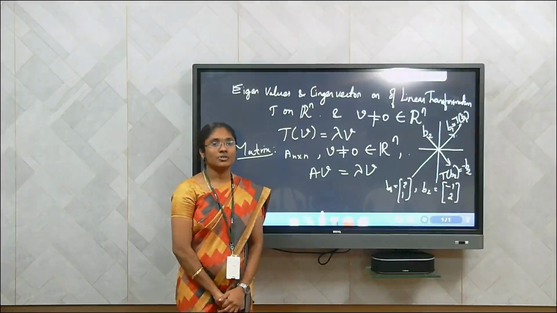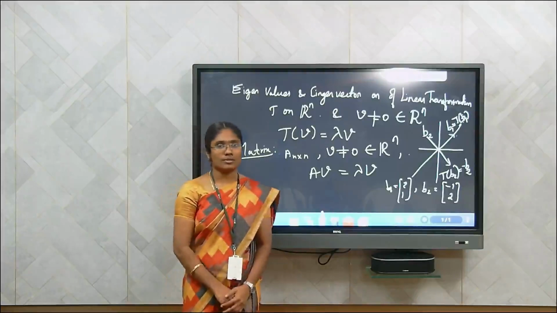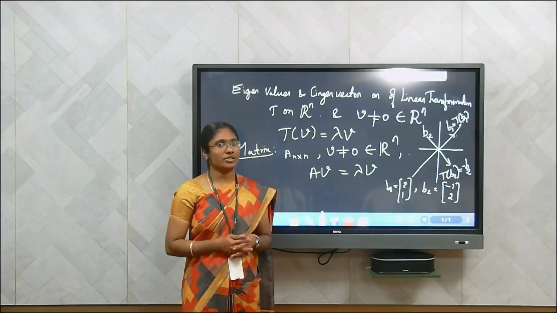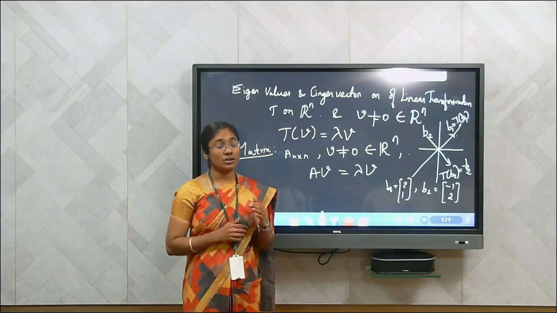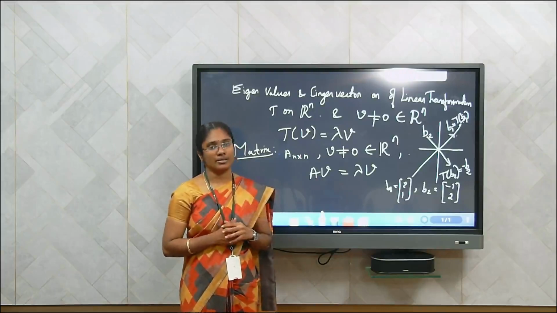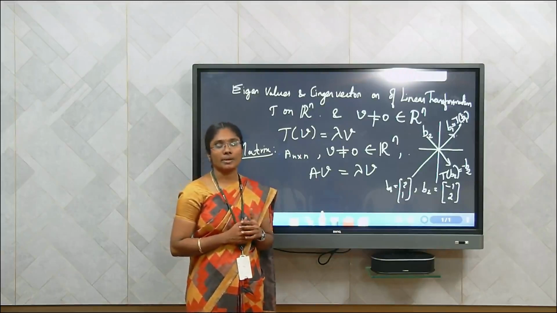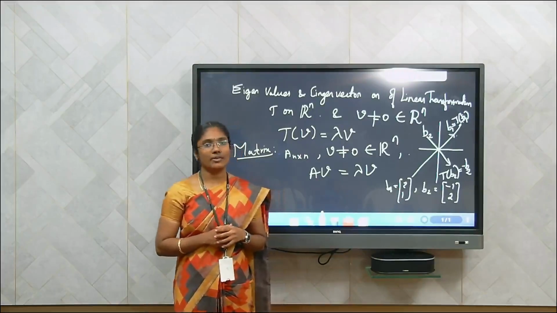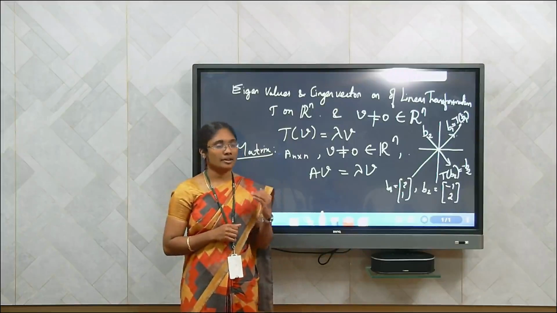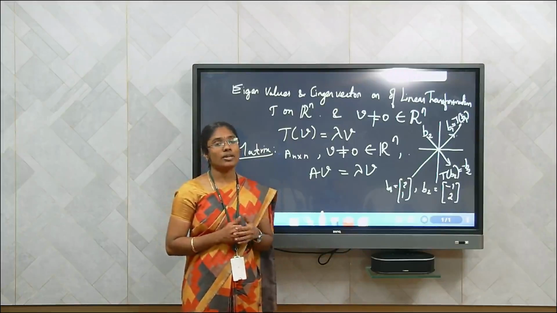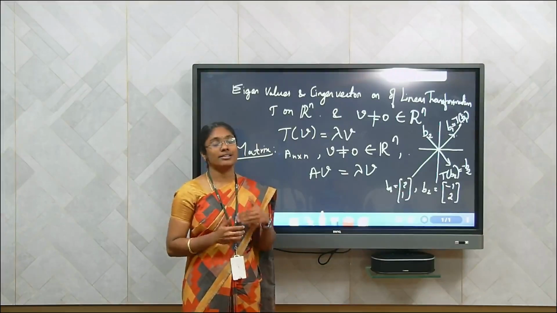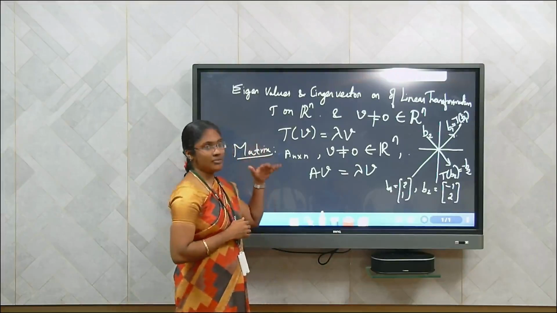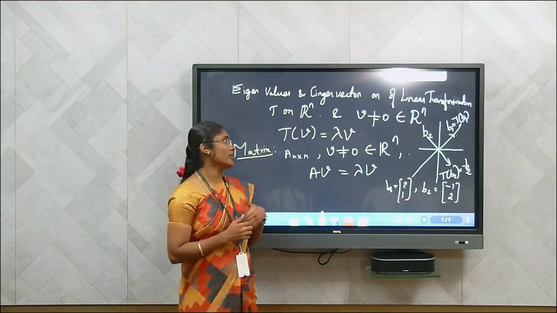Hi everyone, today we are going to see some basic concepts about eigenvalues and eigenvectors. First of all, eigenvalues and eigenvectors are used in diagonalization of matrices. Diagonalization of matrices is important when we are solving a system of linear equations. For that, eigenvalues and eigenvectors play a major role in diagonalizing a matrix. So first we find the eigenvalues and eigenvectors of a linear transformation.